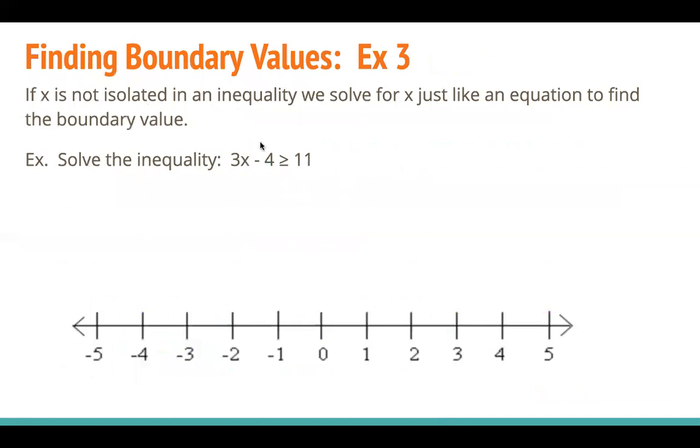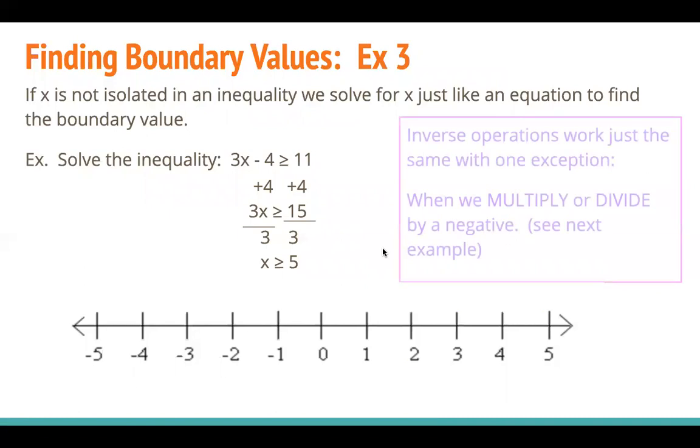So we're going to isolate the variable just like it's an equation. So I'm going to add 4 to both sides first, and I get 3x is greater than or equal to 15. And then I'm going to divide by 3. And when I do that, I get x is greater than or equal to 5. If I was to substitute this back in, 3 times 5 is 15, minus 4 is 11. I see that that is an equal statement.